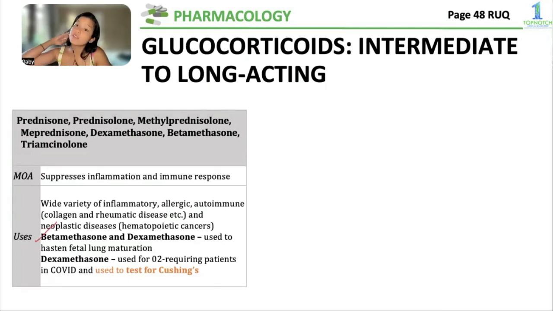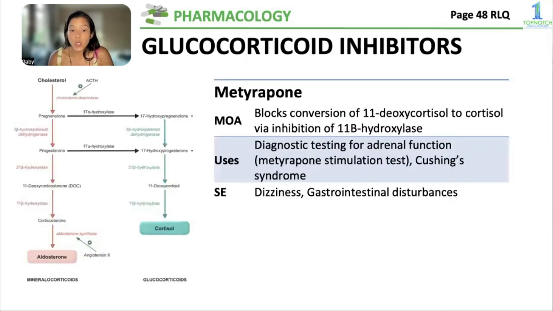They are used to hasten fetal lung maturation, which is why we give them in mothers who we suspect to have preterm labor. And dexamethasone is used for oxygen-requiring patients in COVID, and via the dexamethasone suppression test is used to test for Cushing's. So we also have glucocorticoid inhibitors, the most important being your metyrapone.